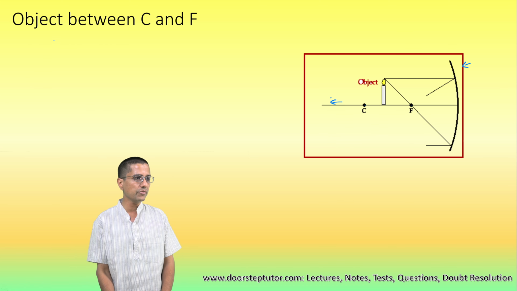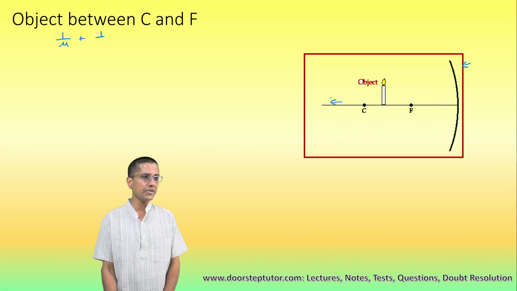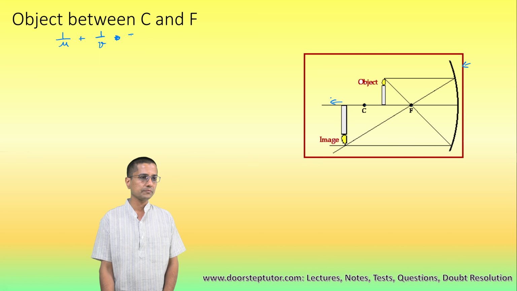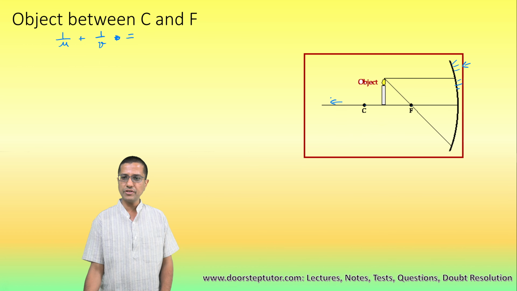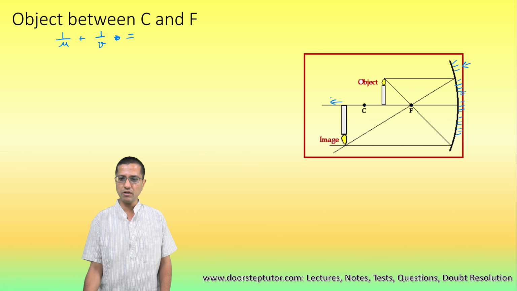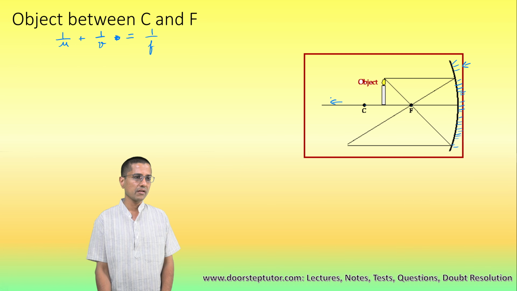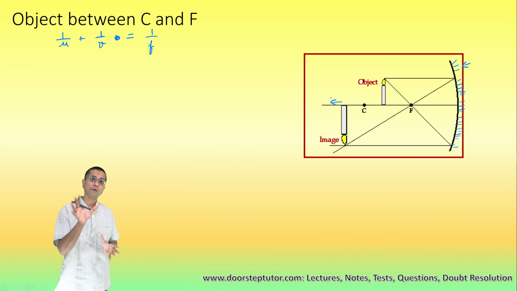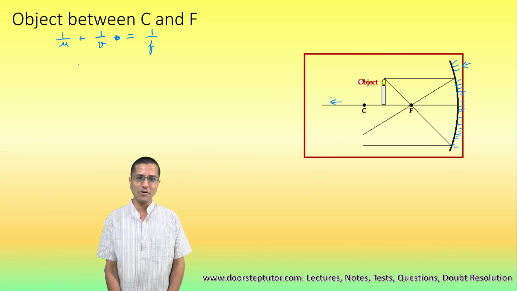Our objective is to apply this equation, our mirror equation, in this case of concave mirror. This is very important, that you draw the diagram. In my animation it's not there, but you should always draw it. And we want to see where the image would be formed by using this equation. This is the ultimate objective, because ultimately we want to solve numericals.